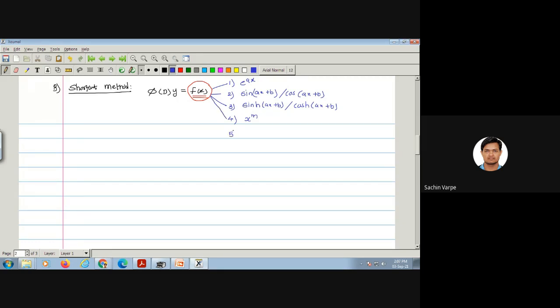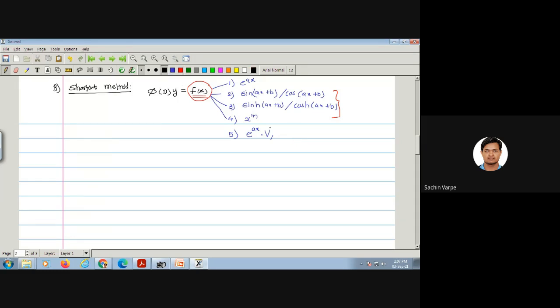Now from the fifth onward, it is related to the composite function. If f of x is a composite function of the form e to the power ax, exponential, into v, where this v is any of the functions among these three.